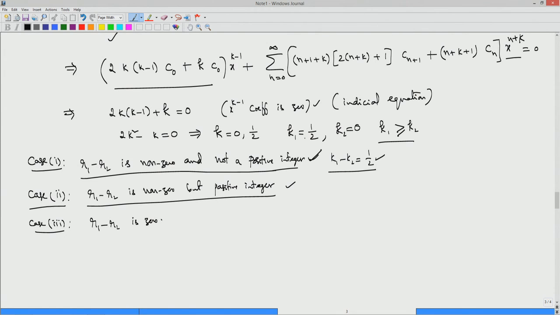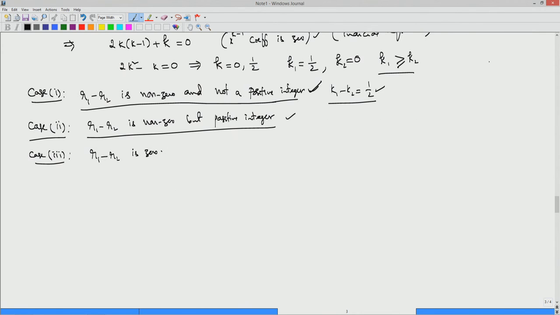So what we did is equate the coefficient of x power k minus 1, and you got the indicial equation. Now if you equate to 0 the coefficient of x power n plus k, where n is 0, 1, 2, 3 up to infinity, this will give you the recurrence relation.